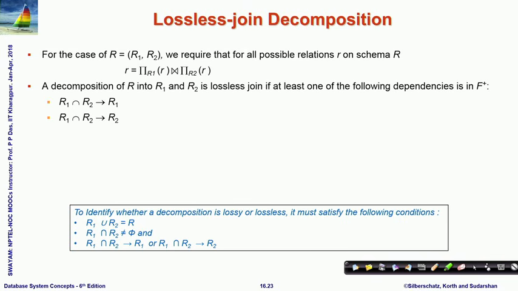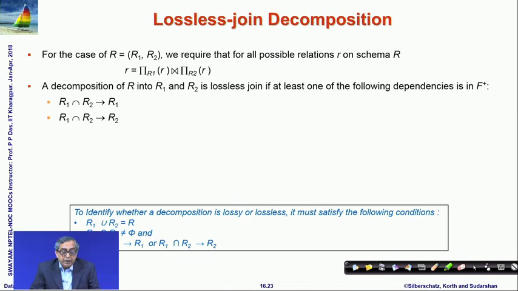The requirement of lossless join decomposition is determined if at least one of the following dependencies exists in the closure set of F. It says that if I take R1 intersection R2, those are the attributes which are common. You will recall that when you do a natural join, it is this set of attributes which take part, because they help you compute the join between the projection on R1 and the projection on R2.